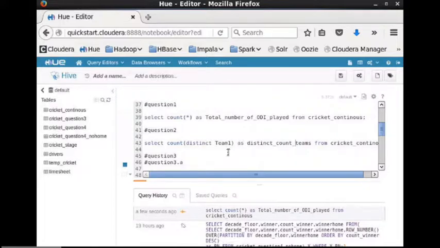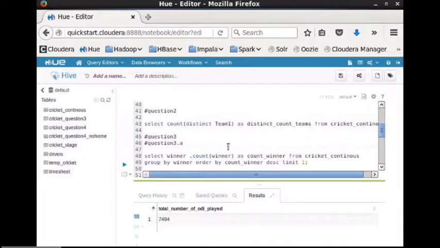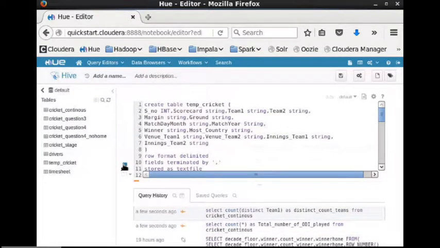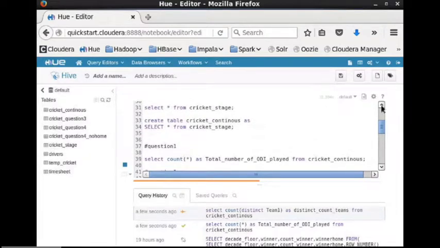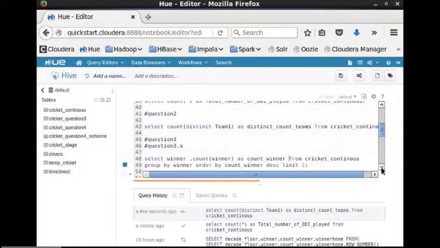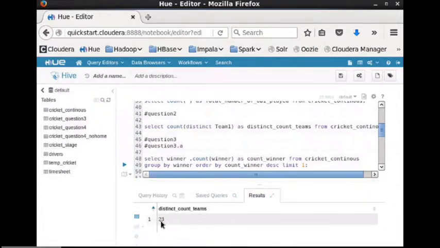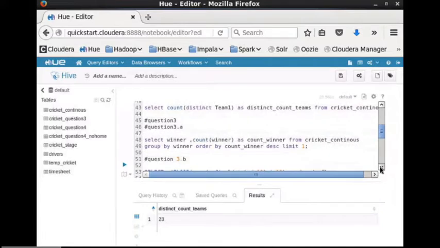The second question was finding the number of teams that were available from 1971 to 2017, I guess. So it was 7494, the total number of ODIs played. Similarly, for the second question, we had to find the number of distinct teams that played from 1971 across the entire dataset. There were 23 distinct teams that played ODI matches.